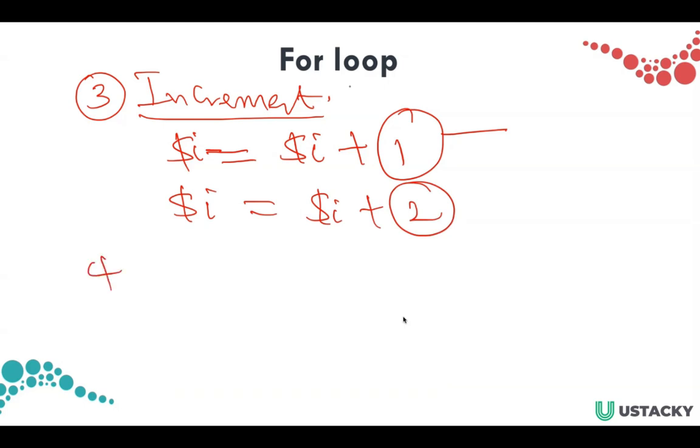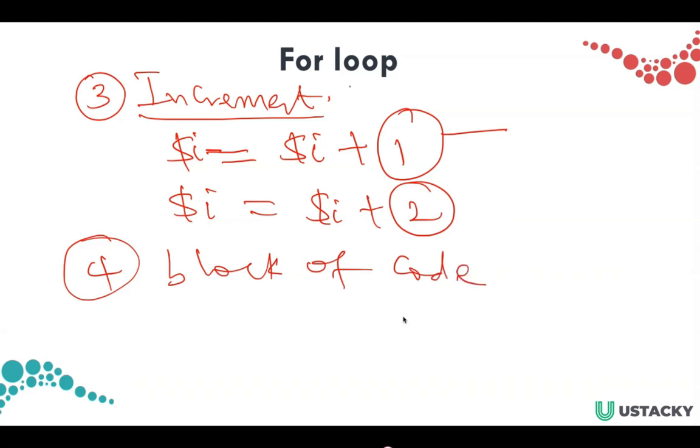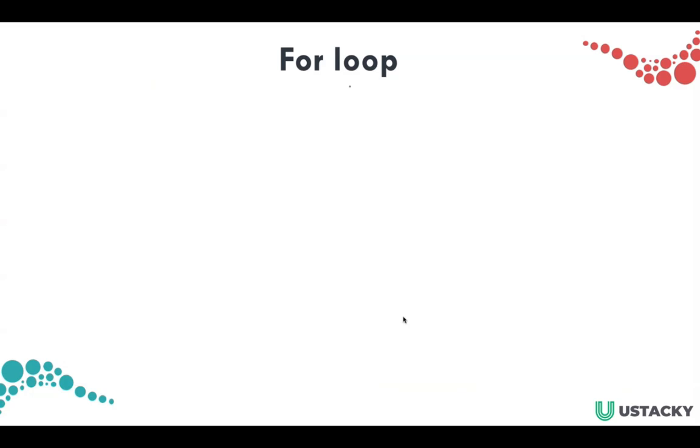And the last component, block of code, which you are very used to. So this is the code to be executed in the specified number of times. Let us try some examples of for loop. Let's assume we want two loops. We want a block of code to be executed 2 times.